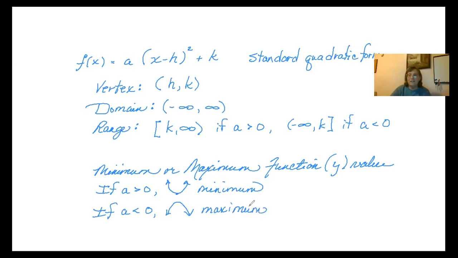It is always at the vertex, guaranteed. So the minimum y value is k, or the maximum y value is k, and it occurs at x equal to h, whatever h is.